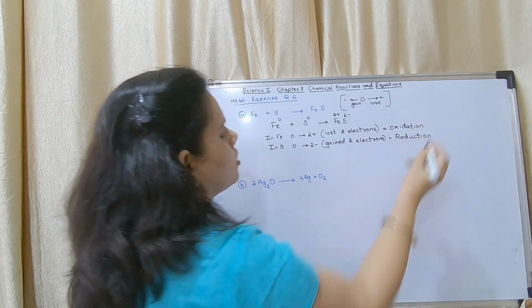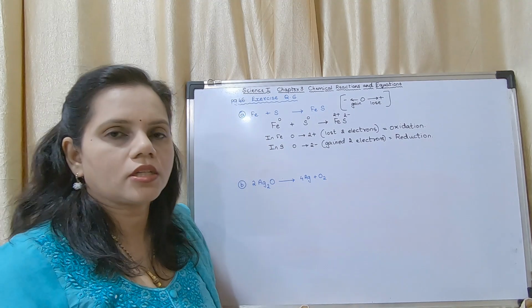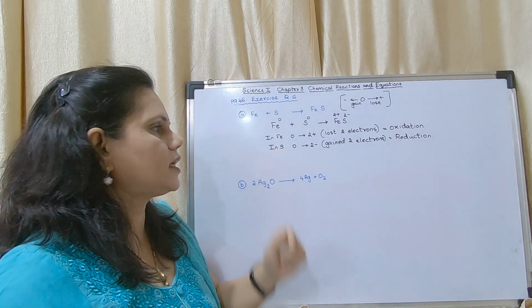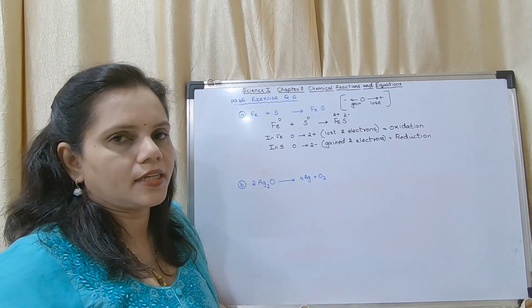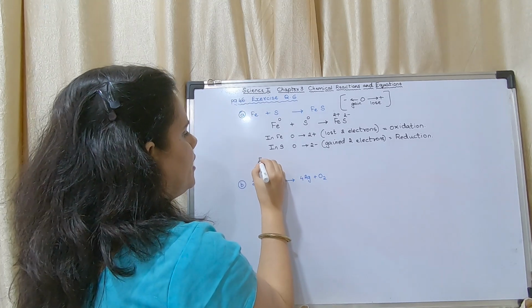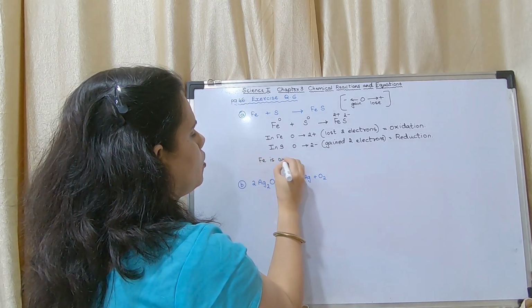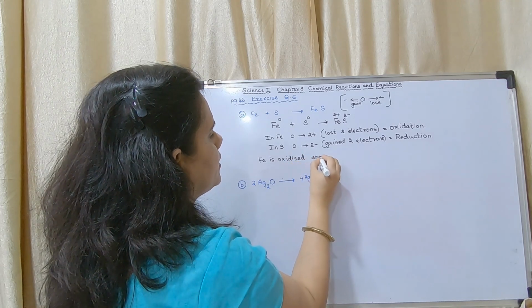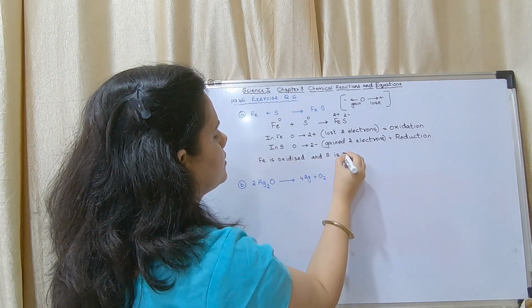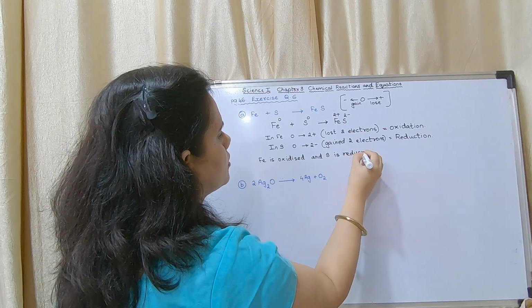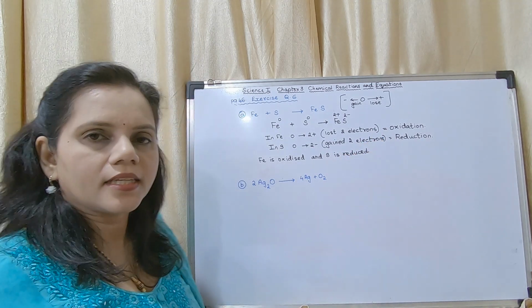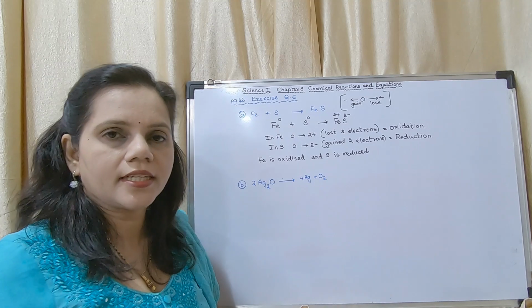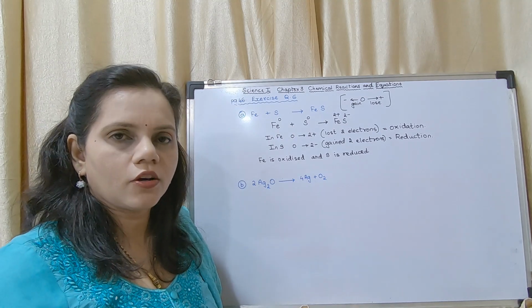So who has undergone oxidation? Fe has undergone oxidation. And who has undergone reduction? S has undergone reduction. Here you have to write Fe is oxidized and S is reduced. You have to write like this. Okay, so this is the way you have to write the answer. Have you understood how I got it?